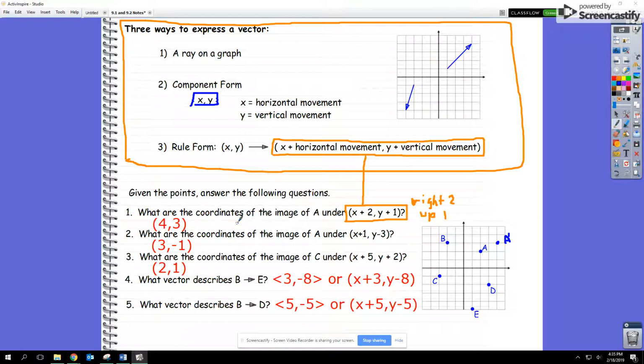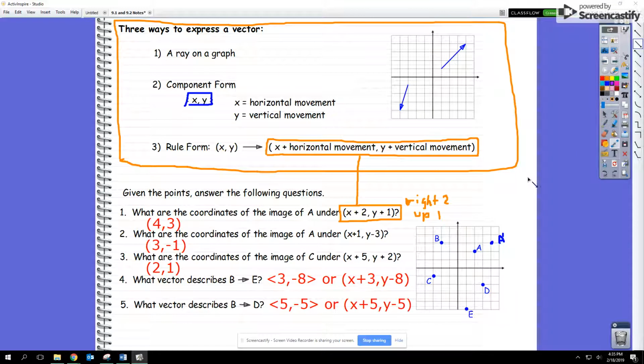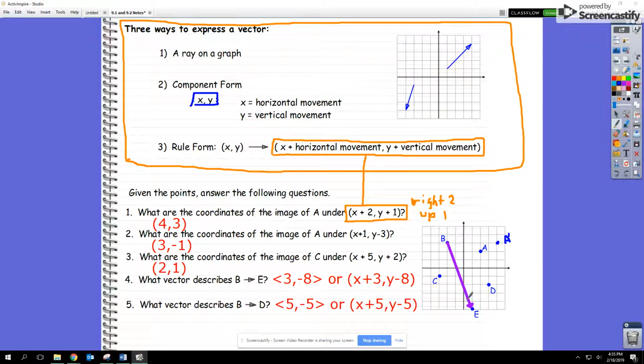To answer questions 4 and 5, we need to understand what we're physically asked to do. Now it says, what vector describes B, arrow, E? And so that means B is the preimage, E is the image, and so we're going to start at B. Let me get an arrow going here. If we start at B and we travel to E, this is our vector in ray form, but I've got it expressed 2 different ways, component and rule form. I'll take either one of the 2 answers since I didn't specify. And so what we're going to do is count spaces. If we're going to go to E, we're going to have to go right 3 units. And if we count spaces down, that's 1, 2, 3, 4, 5, 6, 7, 8. And so if we're going to go right 3 down 8, that gives us a component form of brackets 3 comma negative 8. Or if you prefer, you can write rule form as x plus 3 comma y minus 8.